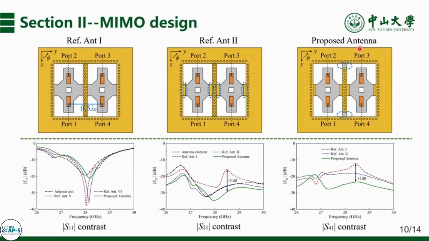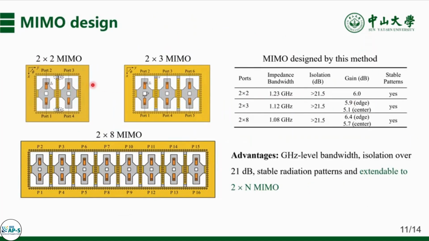Then, this is section 2 of our article. We designed a 2x2 MIMO with the antenna element we designed in section 1. The distance between them is half lambda. Actually, this method can be easily applied to design 2xN MIMO.